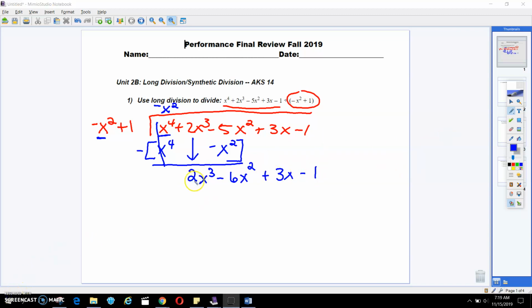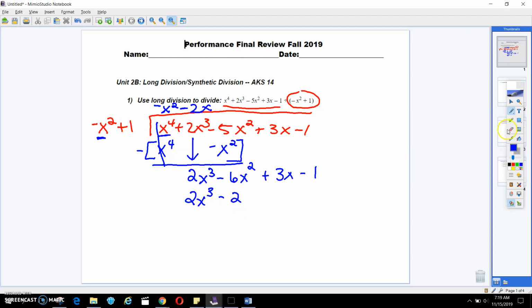Okay, so now you're going to ask yourself, how many times does negative x squared go into 2x to the third? So 2x to the third divided by negative x squared is going to give me negative 2x. So I'm going to take negative 2x and multiply it times negative x squared, and that's going to give me 2x to the third power. I'm going to take negative 2x, multiply it times 1, and that's going to give me negative 2x.